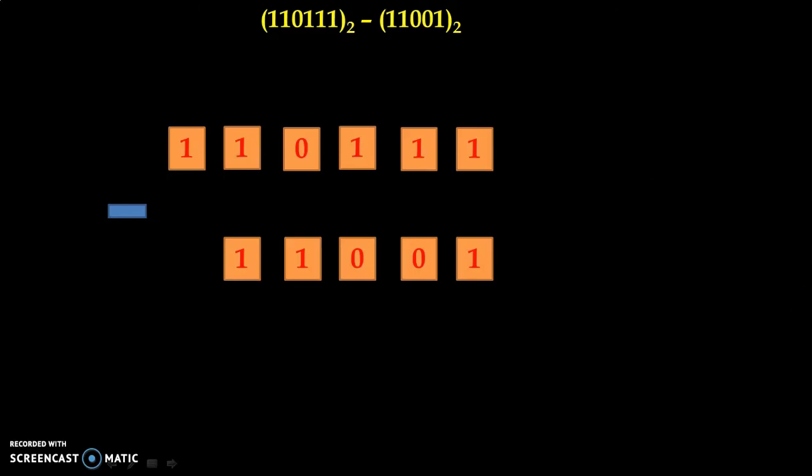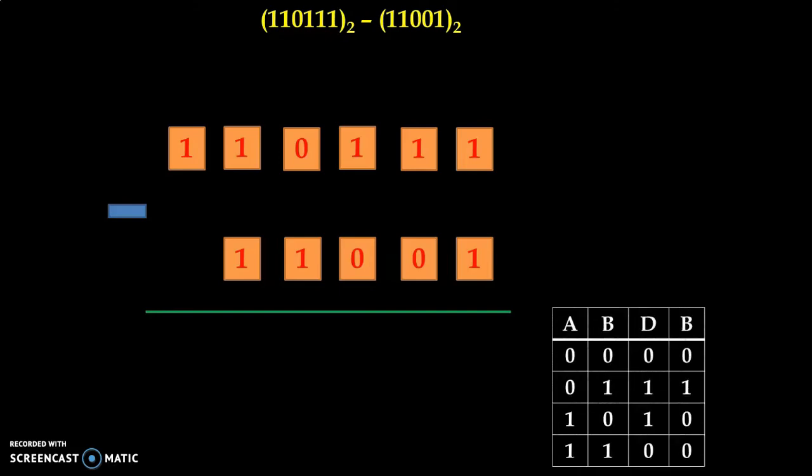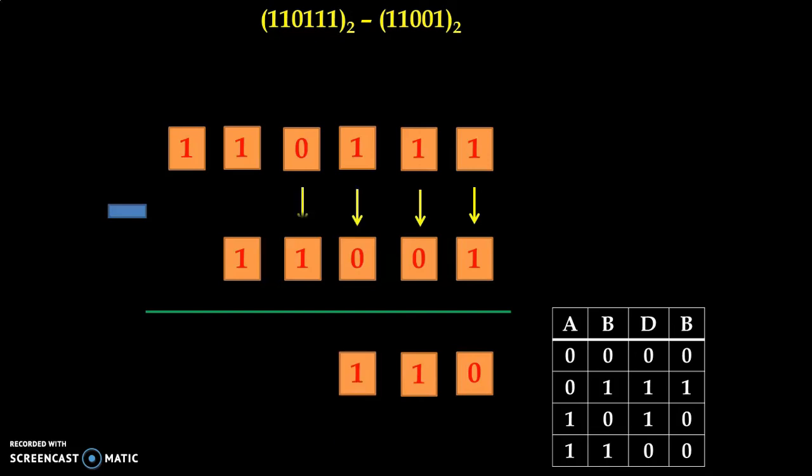So now let us start our subtraction. We have our table of rules for ready reference. 1 minus 1, 0. 1 minus 0, difference is 1. 1 minus 0, again difference is 1. But now we have 0 minus 1. When we have 0 minus 1, then we have to take borrow. Difference is 1, but at the same time we have to take a borrow.